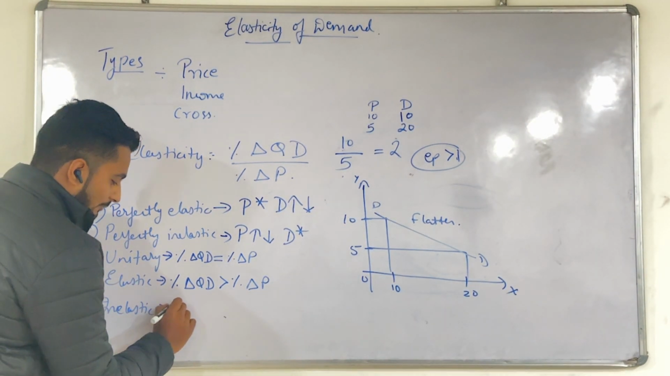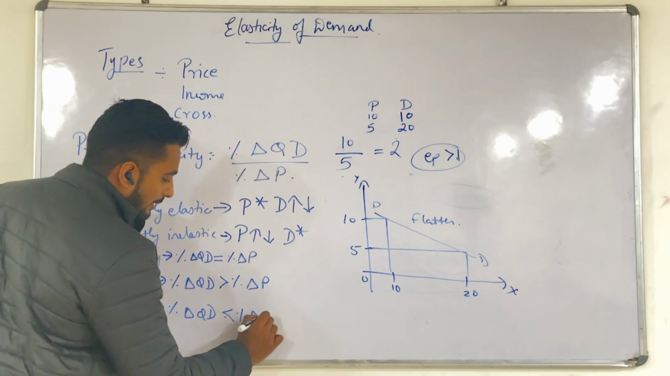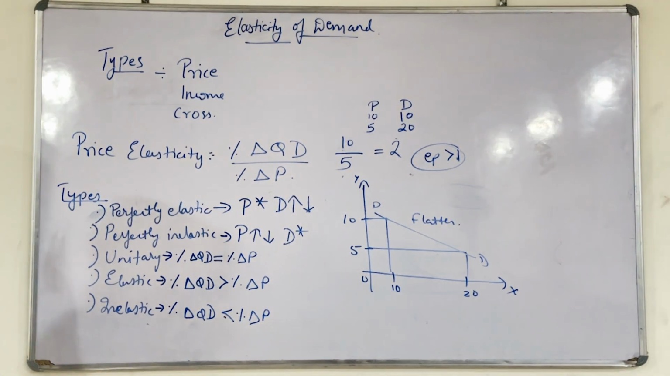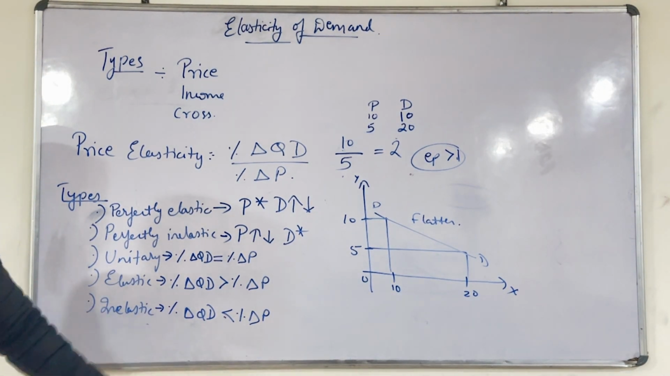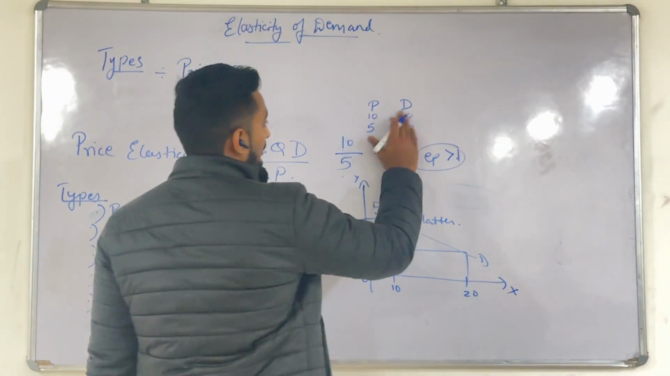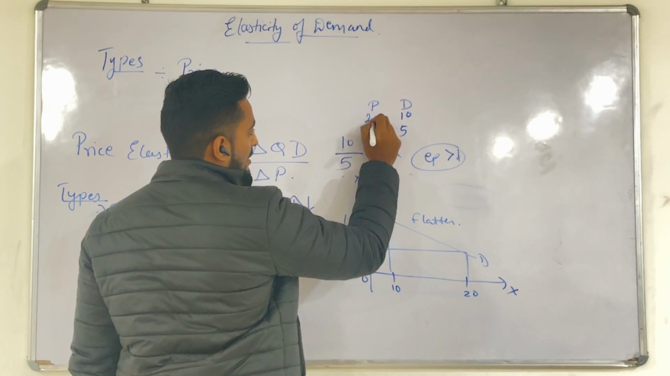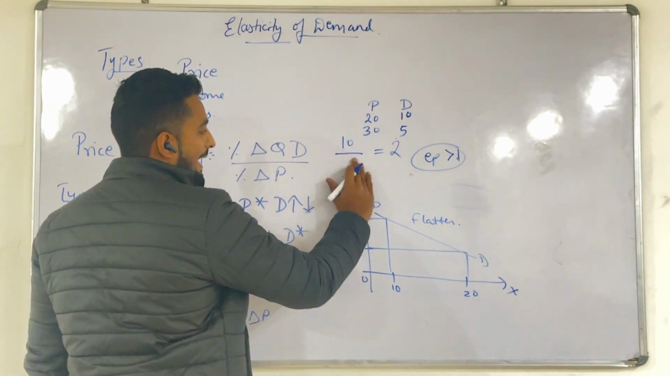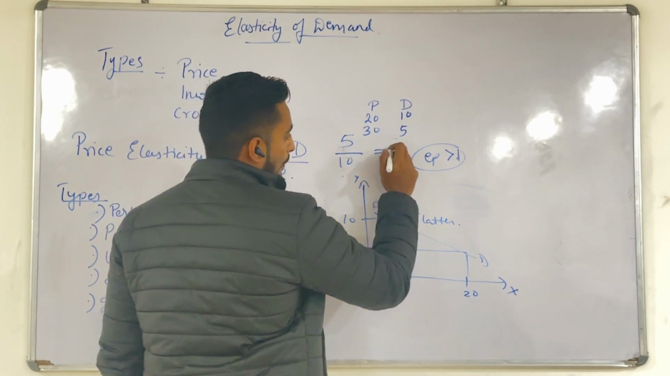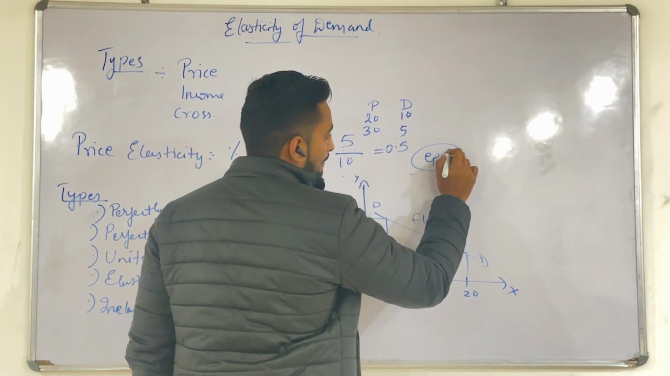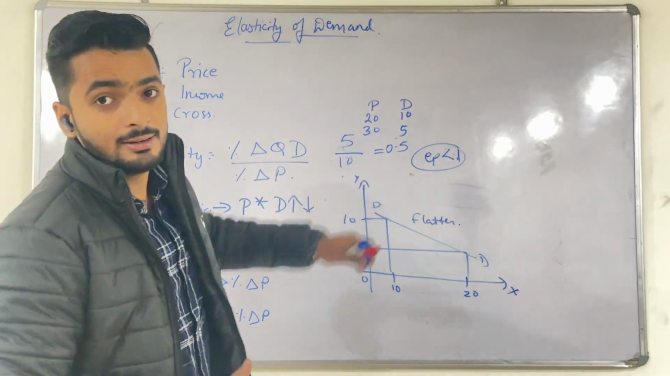Last one is inelastic, which means percentage change in quantity demand is less than percentage change in price. Just opposite of elastic, where demand change is less than price change. There is a less change in demand and more change in price. Now price changes by 10 and demand changes by 5. So that will be 0.5, which shows that EP is less than 1.